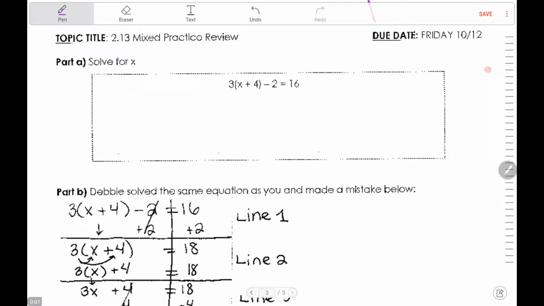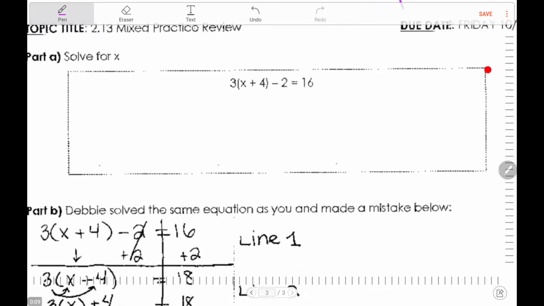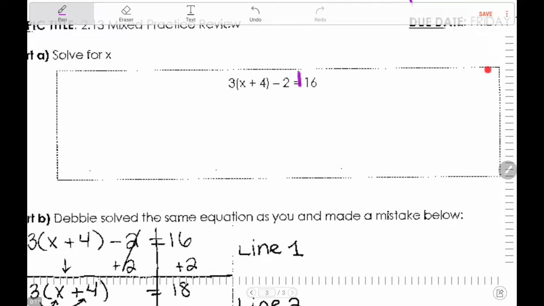Alright guys, so we have a test tomorrow, and in order to help us review, we're going to step it up with this next level question. Alright, so it first says to solve for x. If you still need your graphic organizer, please feel free to use that. I'm not going to use one here, but you can always use it. It's the same thing that we're doing.